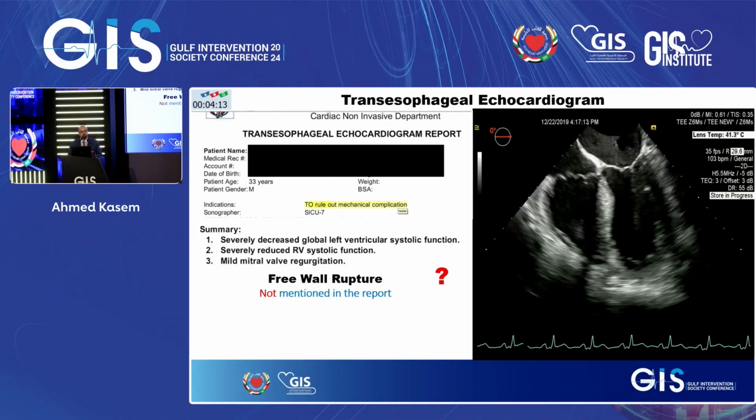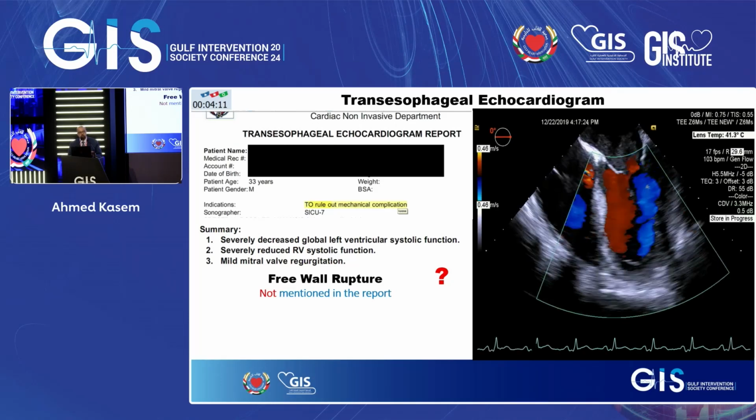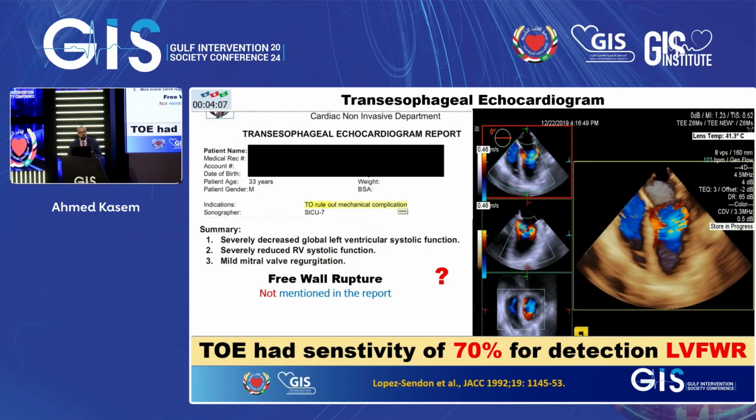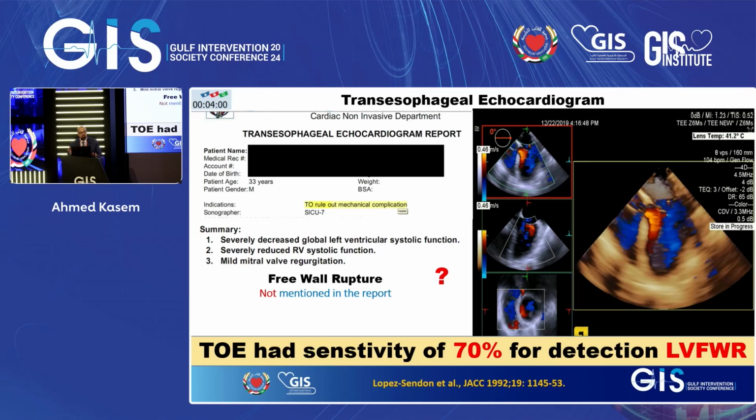After 5 days, they did a transesophageal echo for this patient, and the transesophageal echo did not mention anything about the rupture of the wall. We should remember also that transesophageal echo is less sensitive in diagnosis of the rupture of the wall. It is only 70% sensitivity.